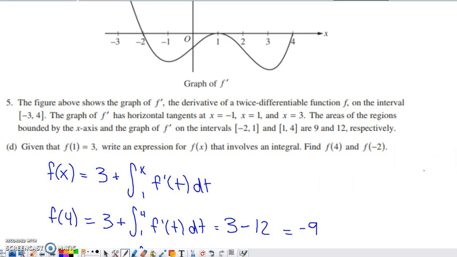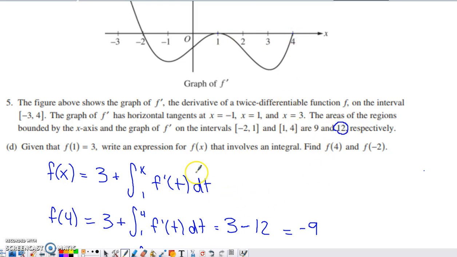But if we want to go ahead and use this to figure out what f of 4 is, we're going to take 3 and add on the integral from 1 to 4 of the rate of change of f, so the derivative of f, and from 1 to 4, that would be the area between the graph and the t-axis or the x-axis from here to here. They tell us what that is. They tell us that that's 12 units.